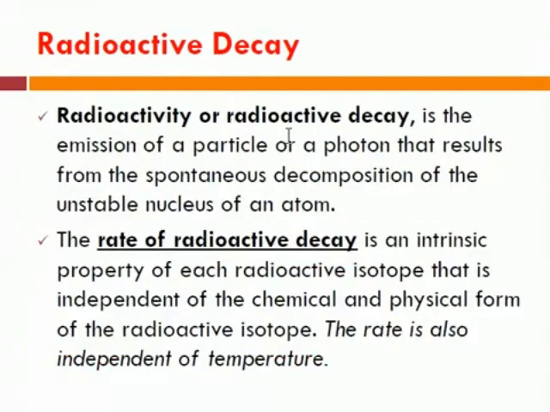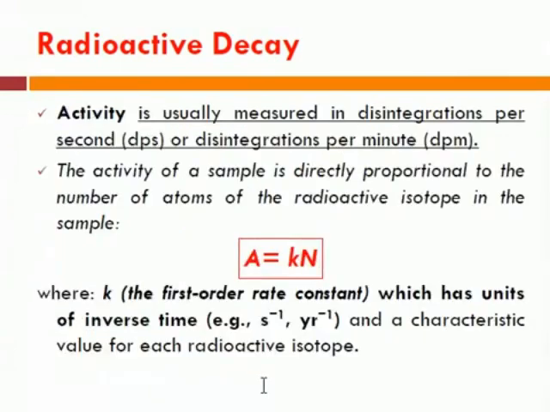Radioactive decay is the emission of a particle or a photon that results from the spontaneous decomposition of the unstable nucleus of an atom. The rate of radioactive decay is an intrinsic property of each radioactive isotope that is independent of the chemical and the physical form of the radioactive isotope. The rate is also independent of temperature.